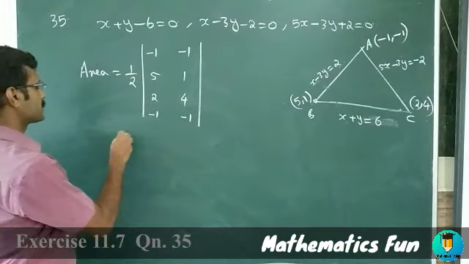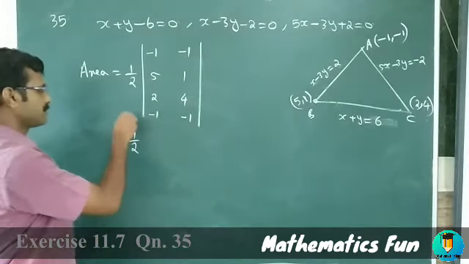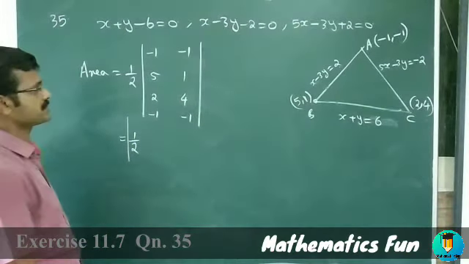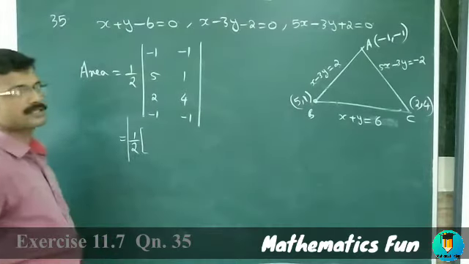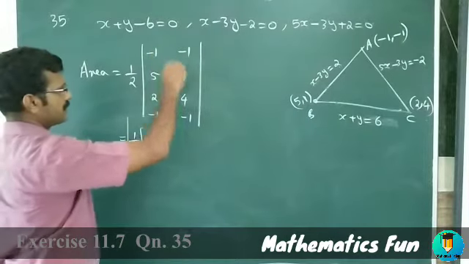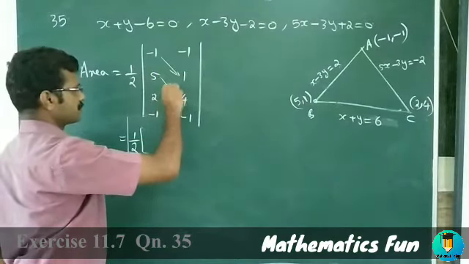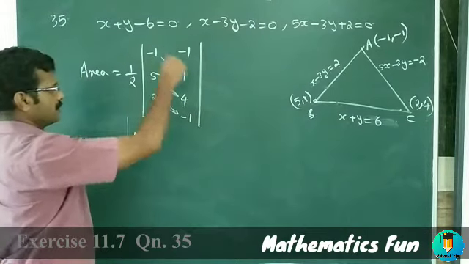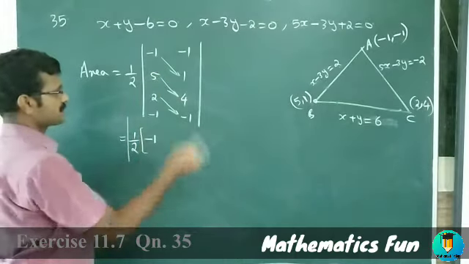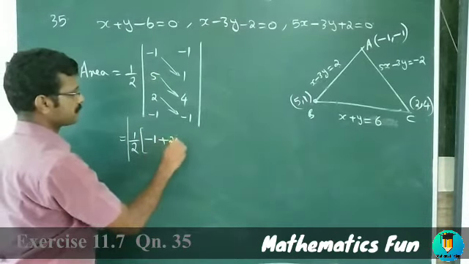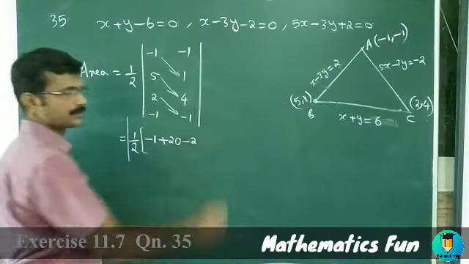Now I have multiplied. Remembering that method, half, and it is absolute value. Remember that area will be positive always. So I have multiplied, putting a square bracket, half. I am multiplying like this. First we are multiplying like this. -1 into 1, that is -1. Then plus 5 into 4, that is 20. Again plus 2 into -1, so ultimately -2.